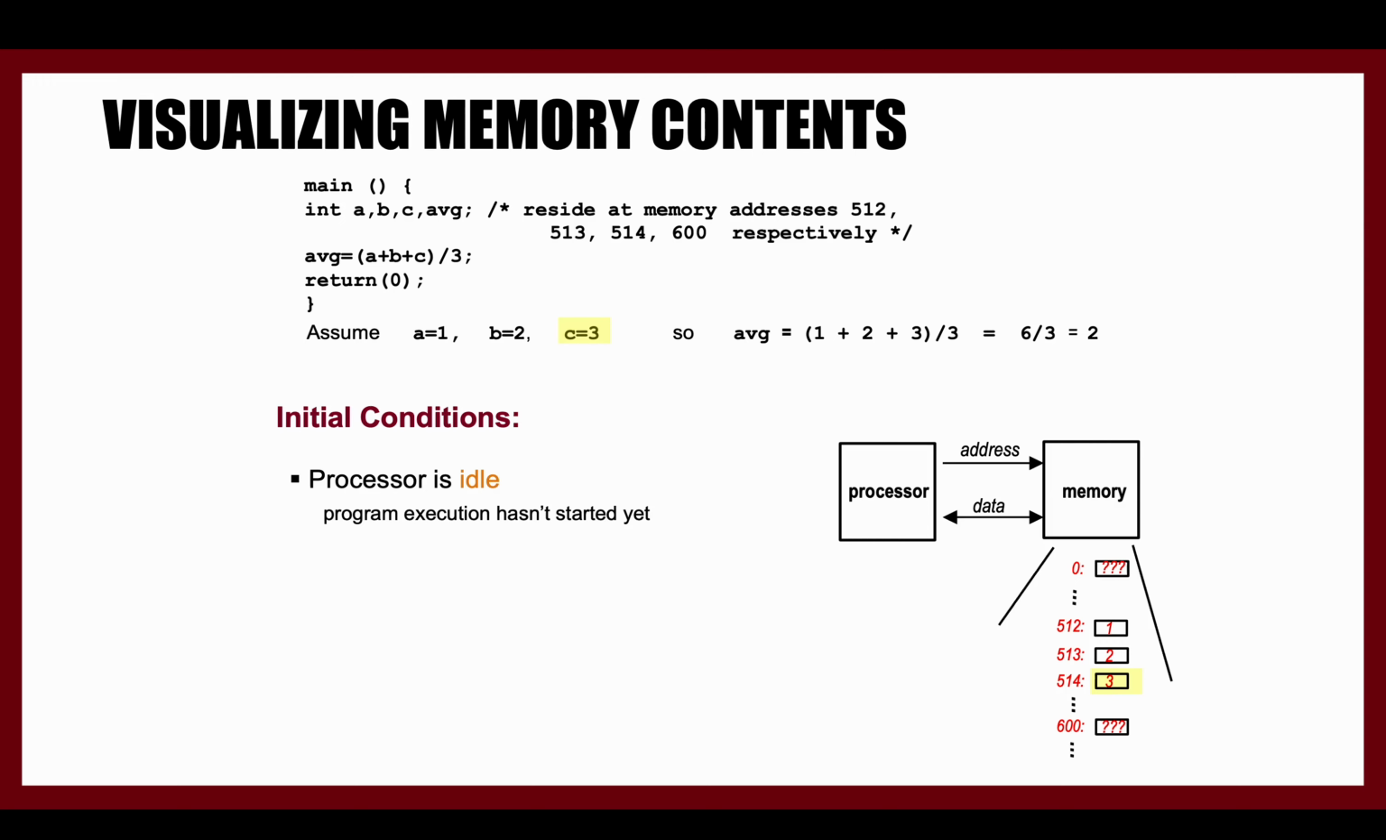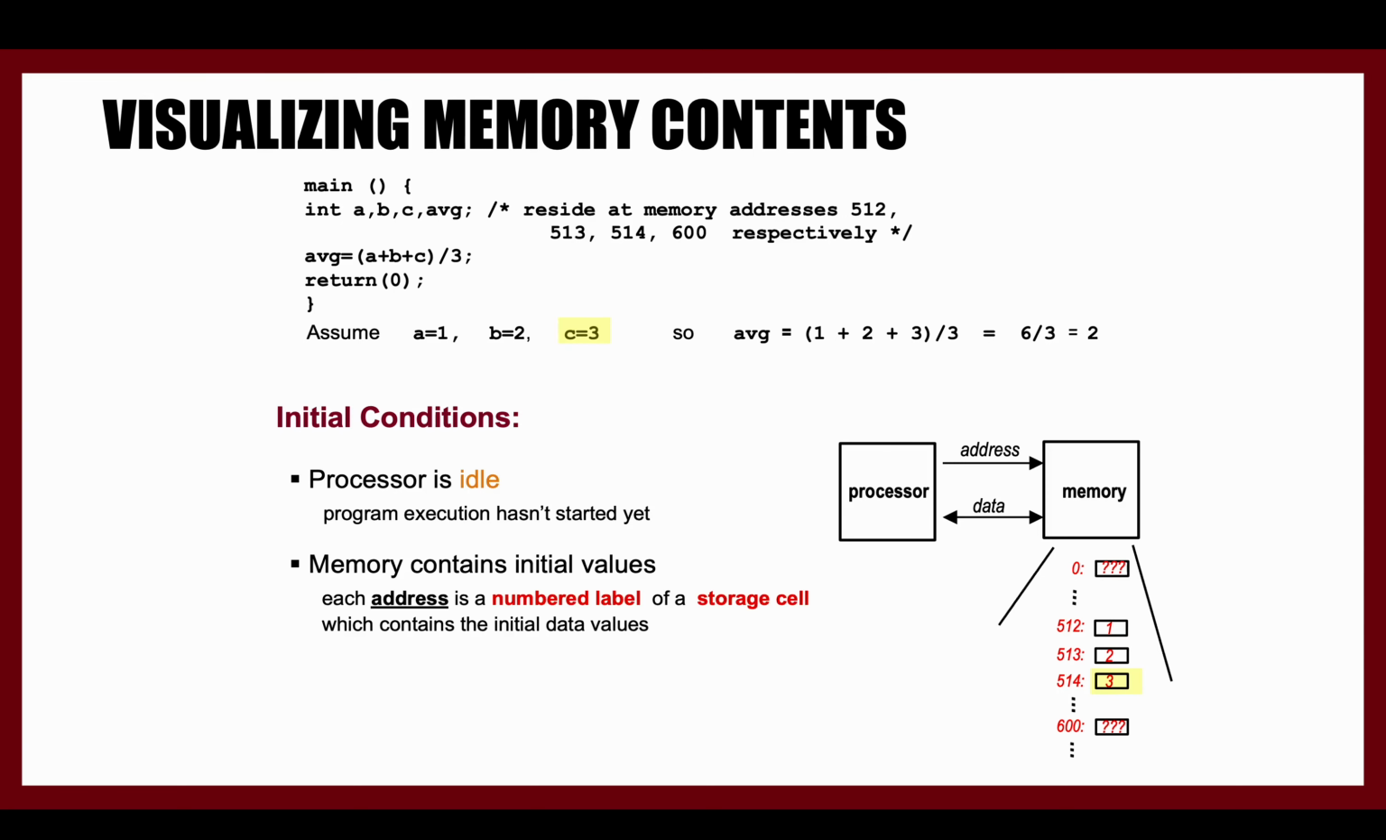Before the program begins execution, the processor is in an idle state, meaning it isn't processing any data or executing any instruction. The memory contains initial values. Each address is a numbered label or a storage cell which contains initial data values.